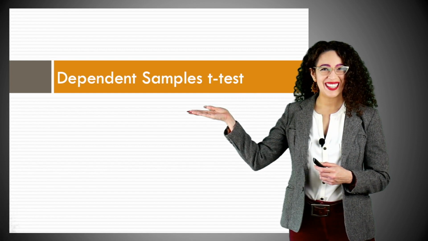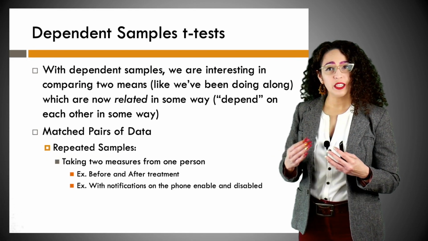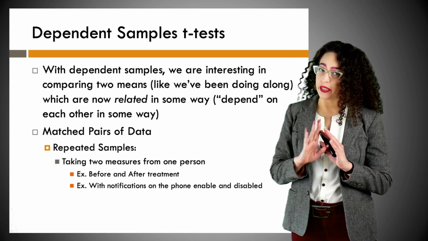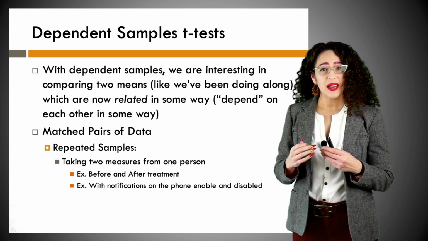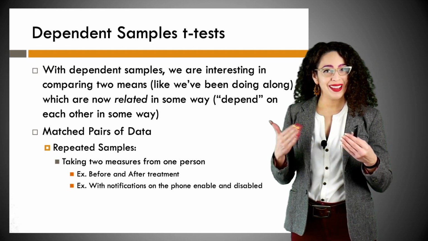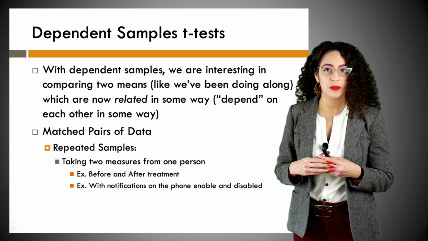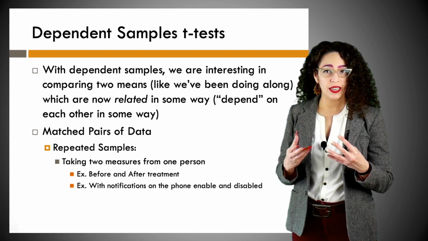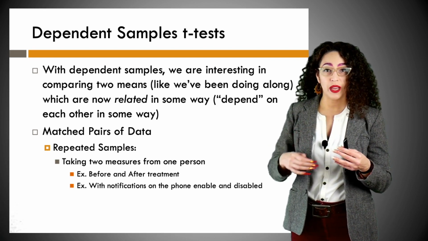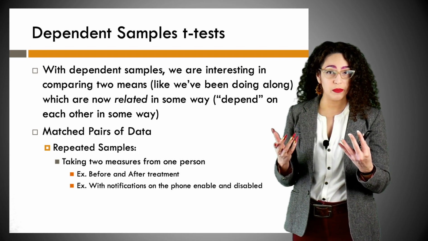Dependent samples t-tests. With dependent samples t-tests, we are interested in comparing two means like we have been doing all along, nothing new there. But now these two means depend on each other and relate to each other in some way. They're matched pairs of data and might have come from, for example, before and after treatment measurements.